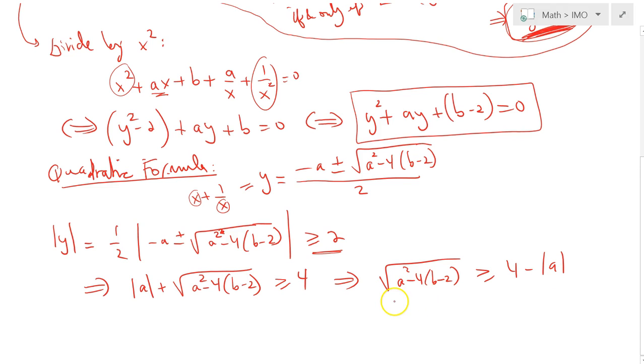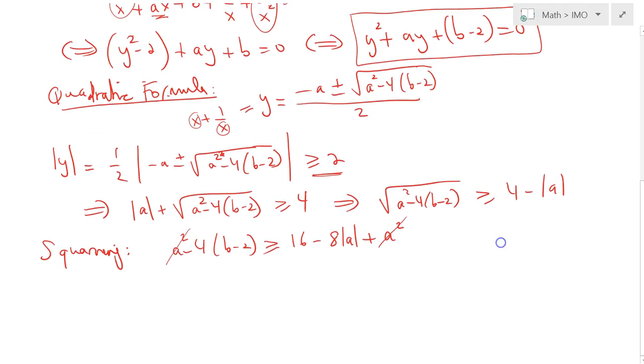And I can just simply now square both sides. Squaring, I would get a squared minus 4 times b minus 2 is, because both sides are positive, greater than or equal to 16 minus 8 absolute value of a plus absolute value of a squared, which is just a squared. And I can simply cancel out the a squared expressions here, and both sides are multiples of 4, so dividing by 4 I would get 2 minus b on the left hand side, greater than or equal to, dividing by 4, 4 minus 2 absolute value of a. So I can simply move things around, so that would imply 2 absolute value of a is greater than or equal to 2 plus b.